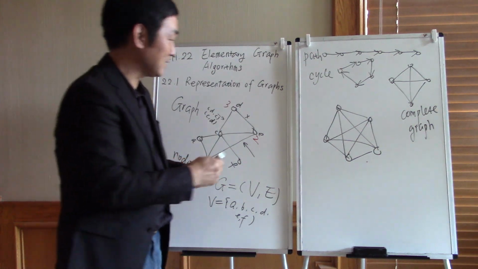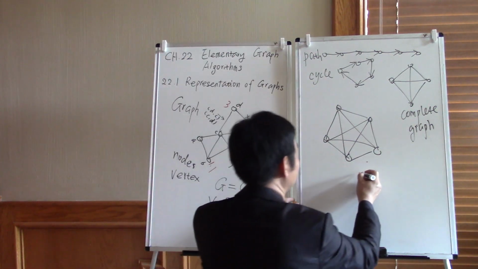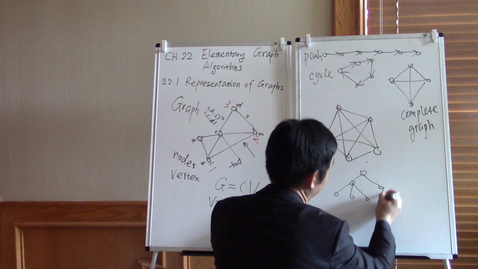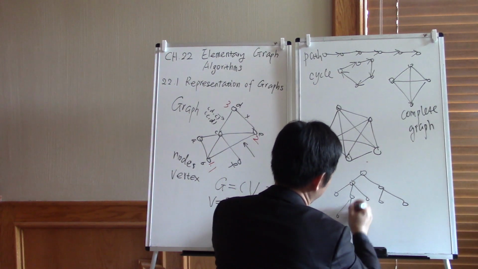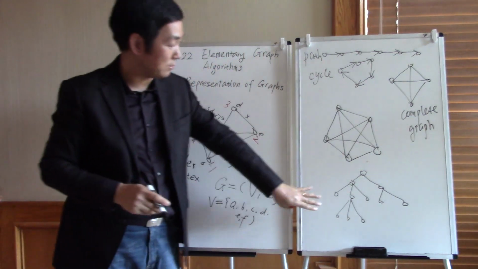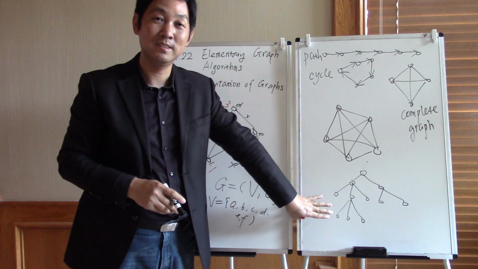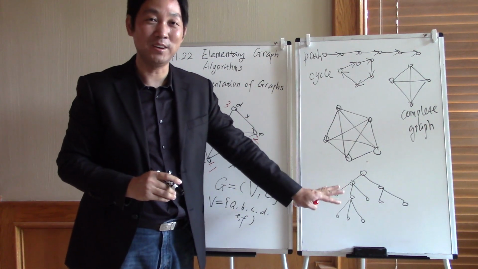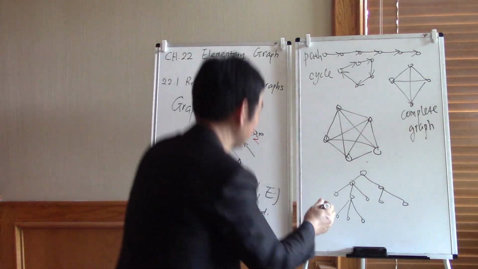And one last thing is, let's take a look at this graph. So this is a connected graph with no cycles in it. And what do we call this? So I think you all know the answer. This one is called a tree. So this is a tree.